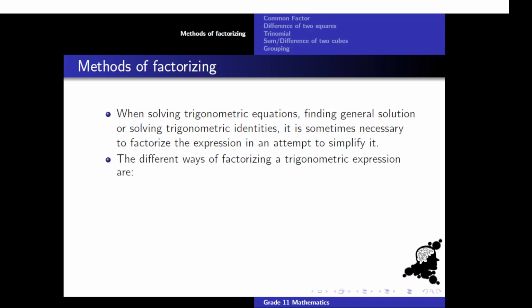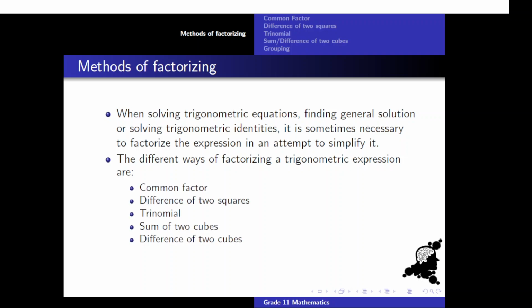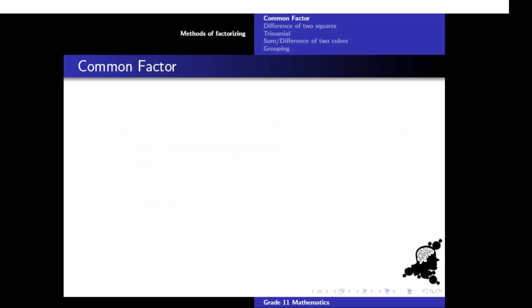And as we've already mentioned, the different methods of factorizing are the common factor, difference of two squares, the trinomials, the sum of two cubes, the difference of two cubes, as well as grouping. In this video, we're going to have a look at each of these techniques as well as examples on how to go about solving them. So without any further ado, let's start with the common factor.